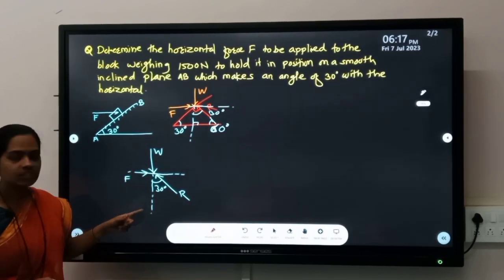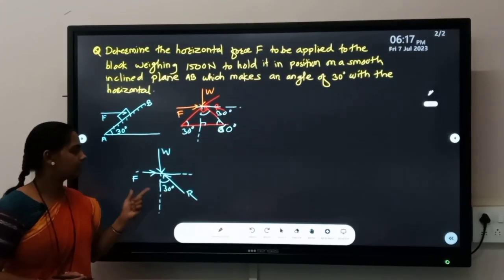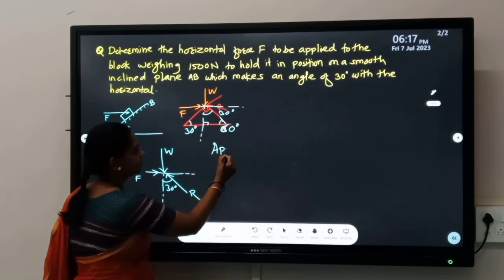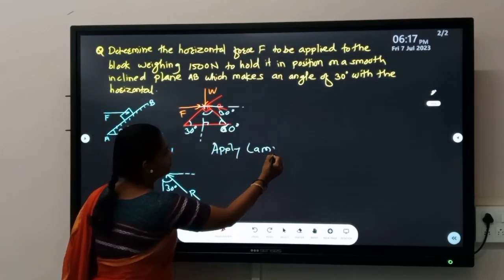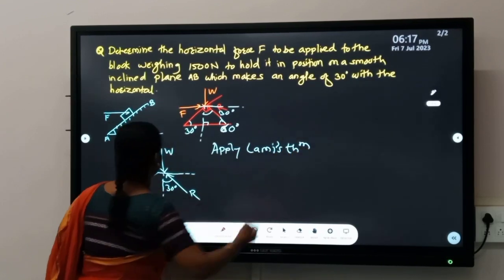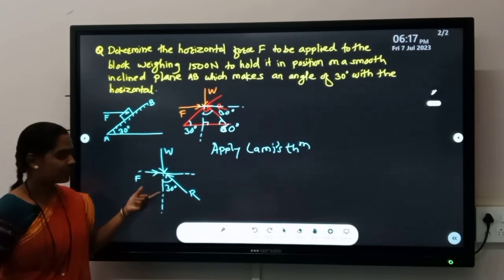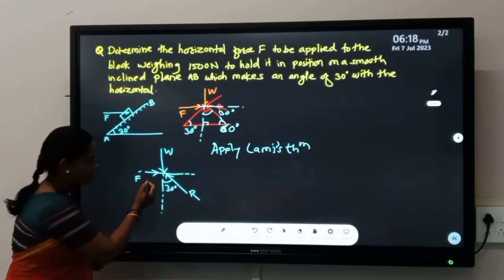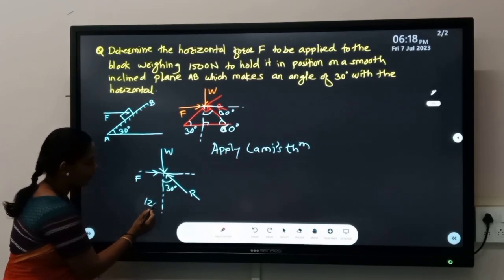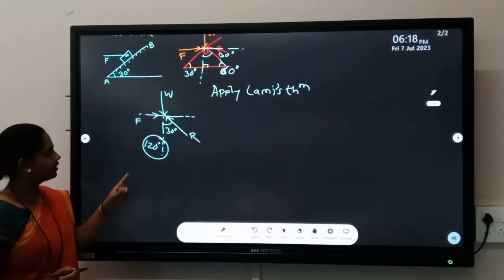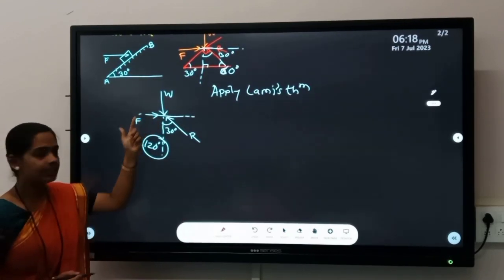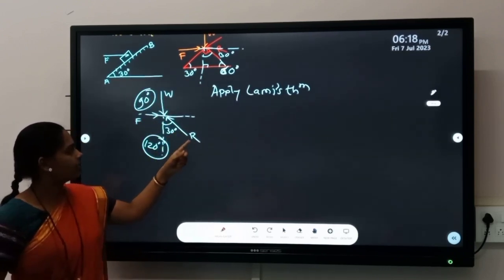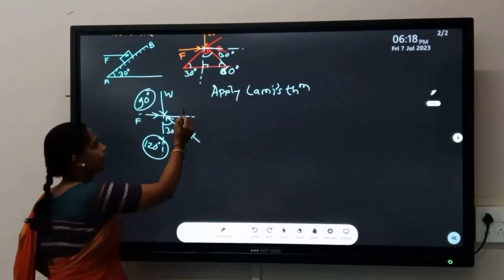Now, is it feasible to apply Lami's theorem? Yes, because there are three concurrent forces acting on a particular plane. So, apply Lami's theorem: W divided by sine of the angle in front of the other two forces. The angle in front of W is this 90 plus 30, so it becomes 120 degree. The angle between F and W is obviously 90 degree. And the angle between W and R is this 90 plus 60, which is 150 degree.